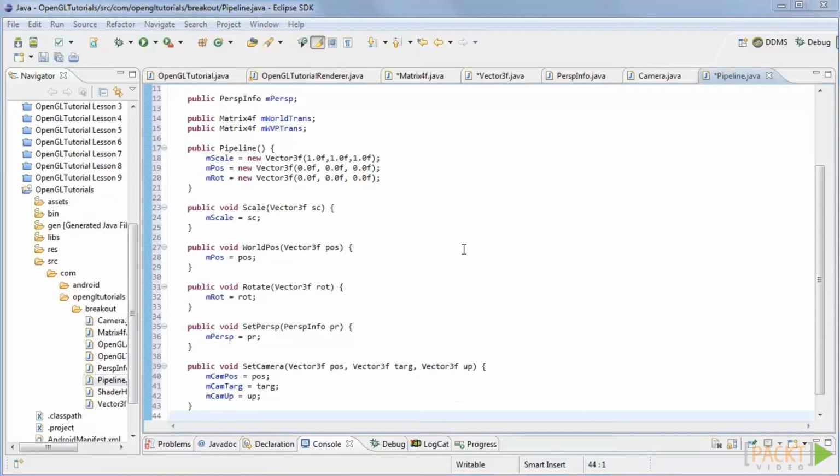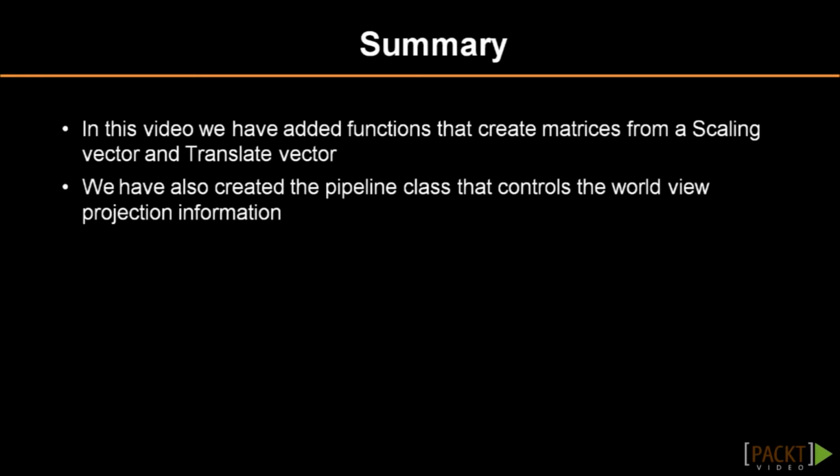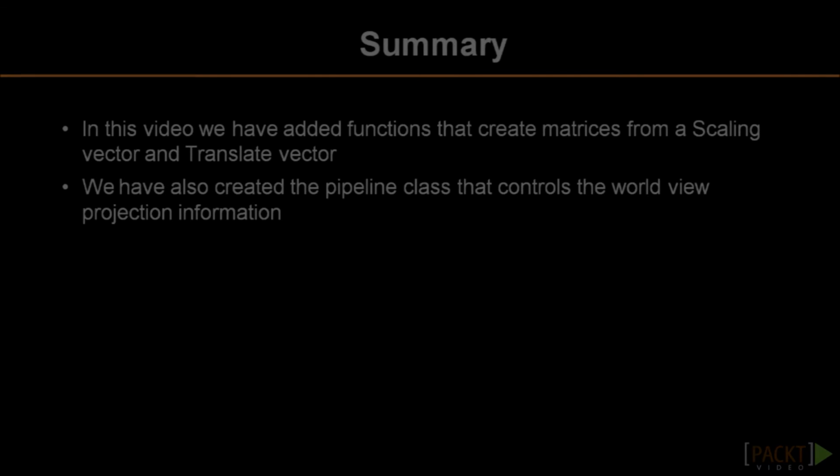We now have functions that create matrices from a scaling vector and translate vector, as well as a pipeline class that controls all the world view projection information. In the next video, we will create a rotation matrix as well as the final world view projection matrix.